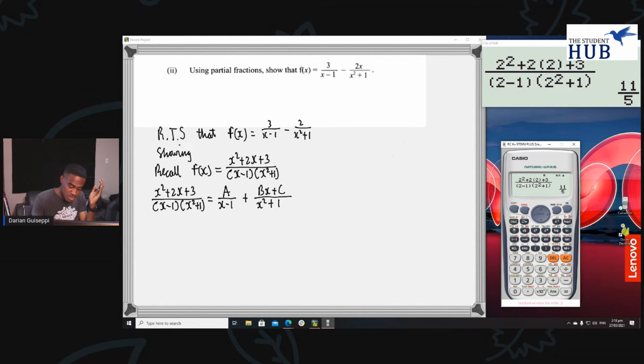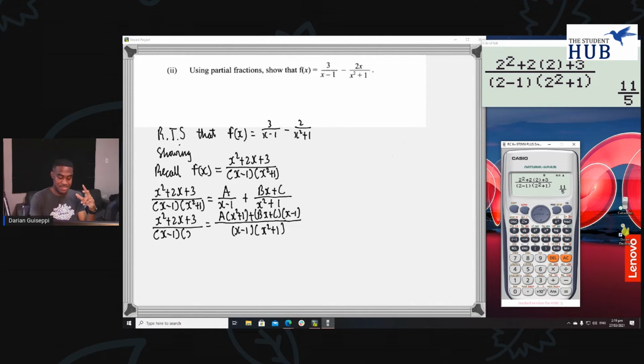That's basically it. Now what we need to do is find out the values of A, B, and C. That's where things get a little bit interesting. What I like to do always is make this side here look just like this. So I would find the LCM, which would be x minus 1 multiplied by x squared plus 1. That's the LCM. So I'll bring this under one fraction. This is what I would do next.